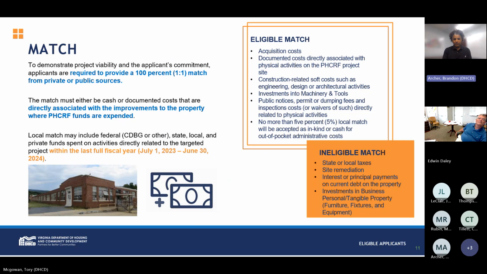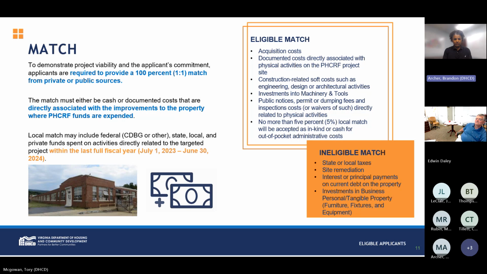Eligible match costs can be acquisition or soft costs such as engineering, design, or architectural costs, investments into machinery and tools, public fees, or inspection costs. We discussed grant administration earlier as not being an eligible activity. However, it can count as match, but no more than 5% of that local match will be accepted as in-kind or cash for out-of-pocket administrative costs.